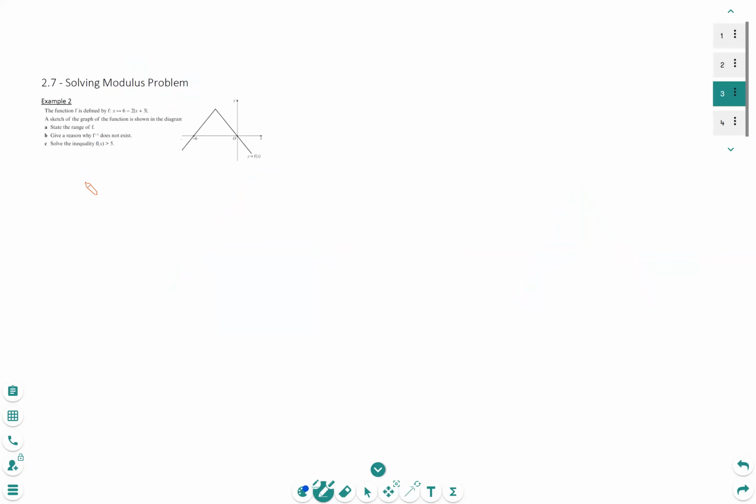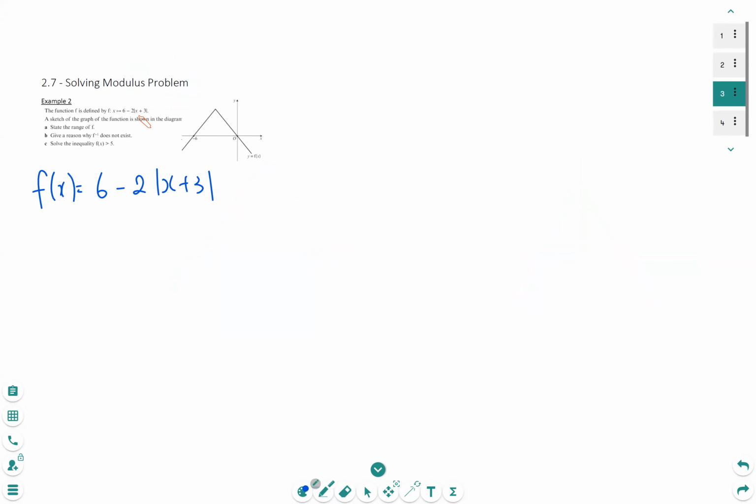Example number 2. The function f is defined by f of x equals. So let me rewrite this. A function f of x equals 6 minus 2 modulus x plus 3. A sketch of the graph of the function is shown in the diagram next to it. State the range of f.